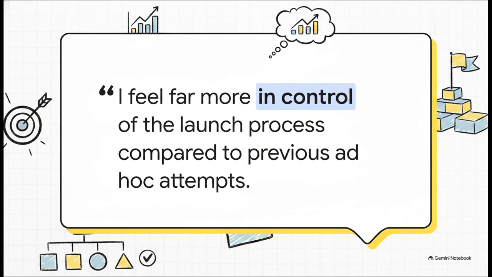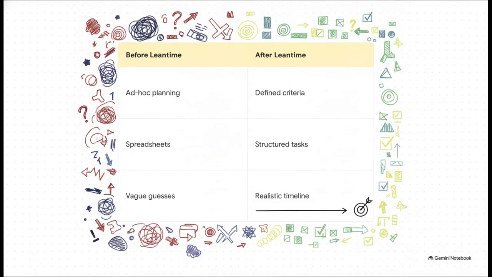They basically used the goals module to clearly define success criteria before breaking the work into specific tasks, and that fundamentally changed how they approached the launch. The transformation from scattered chaos into an organized system is pretty stark. What used to be ad hoc planning and vague guesses quickly became clearly defined success criteria and a realistic milestone timeline. It empowers non-specialists to monitor major project phases without needing an ounce of Gantt chart expertise.